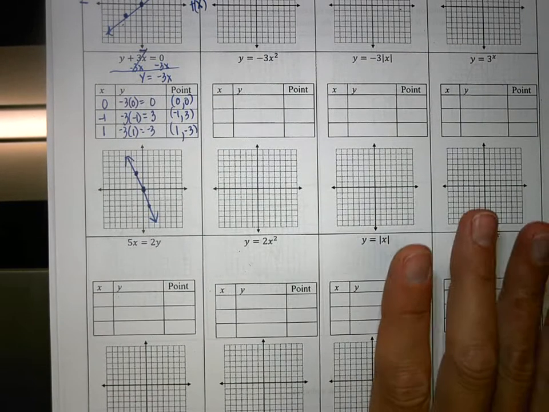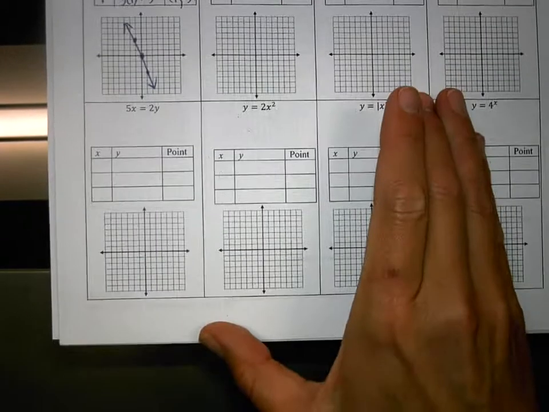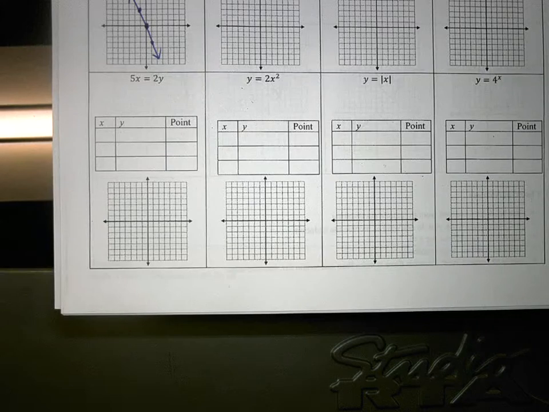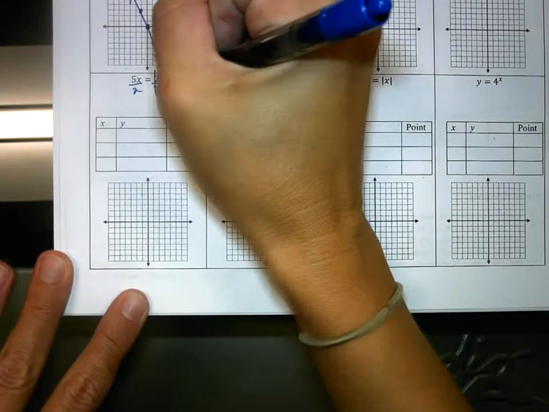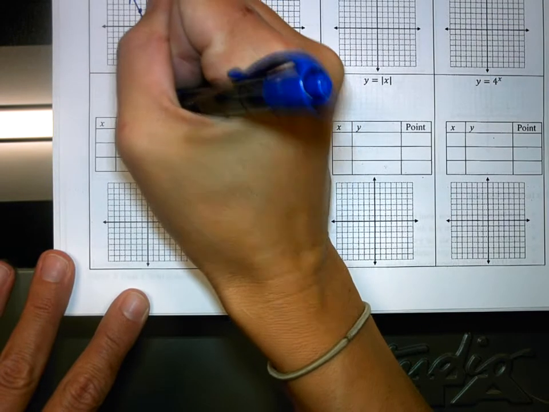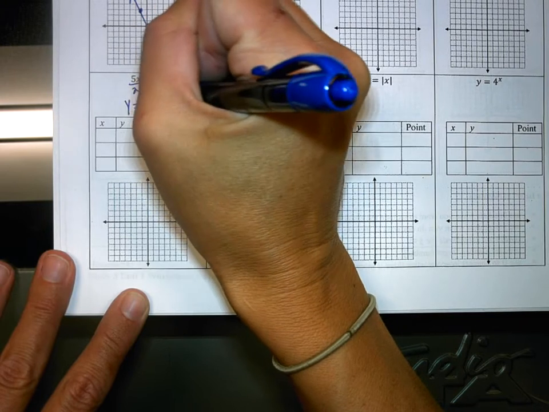Okay, any questions on this one? Am I going too fast? Okay. What would I do to get y by itself on this one? Good, divide by 2. So the 2's eliminate. I'm going to flip this equation around and put the y on the left side. So we get y equals, this is going to be 5 over 2x.